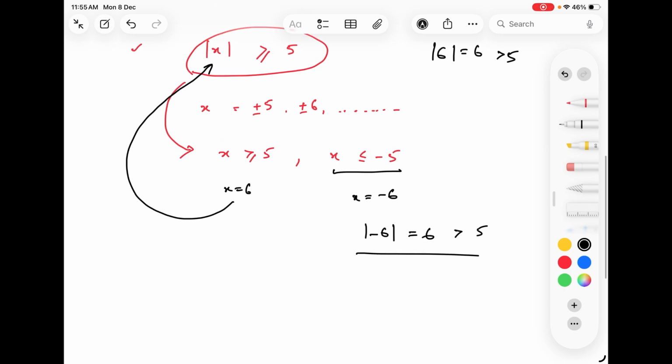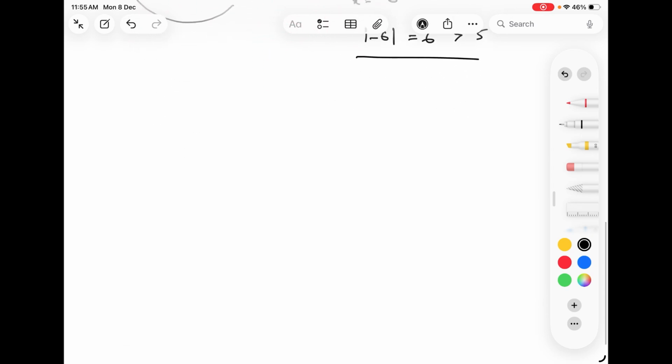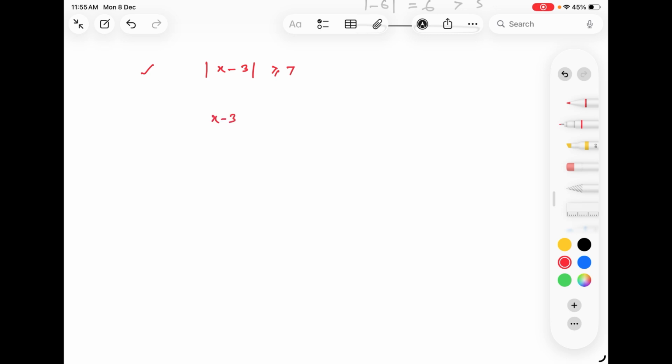Now in GMAT, GRE and SAT, what types of questions may come? They may give you that absolute value of x minus 3 is greater than or equal to 7, then what does x represent? Meaning, what's the range of x? So here we will remove the absolute value and write x minus 3 is either greater than or equal to 7 or x minus 3 is less than or equal to minus 7.